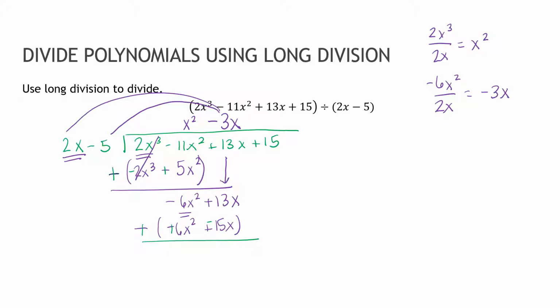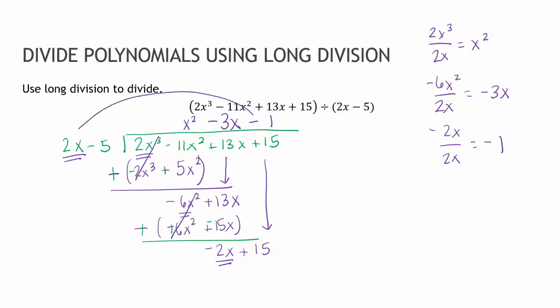And then I get that the first two cancel, which they always should. Plus 13 and plus negative 15 is negative 2x. Bring down the last term, plus 15. Repeat the process for negative 2x and 2x. And I find I just get negative 1, so that's my last term on the top, negative 1.